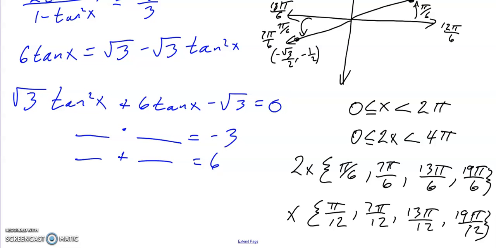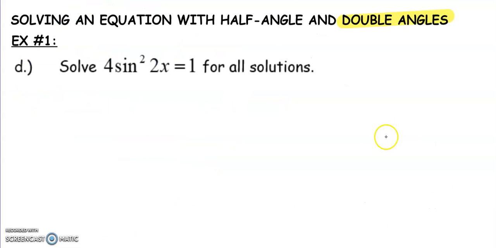Sometimes factoring doesn't work. Sometimes it does. All right. So for this double angle identity, because once again we're talking sine of 2x, let's go ahead and get sine squared x by itself. So sine squared of 2x equals 1/4.